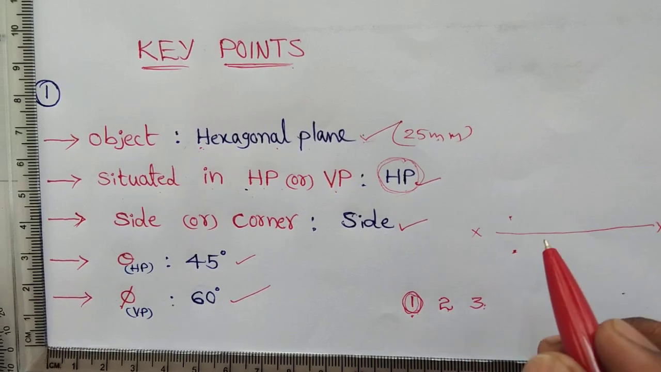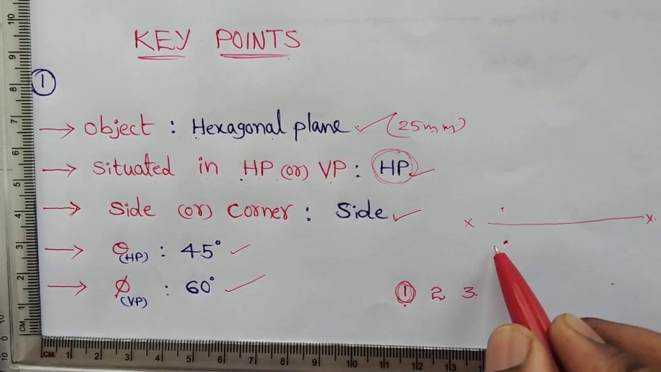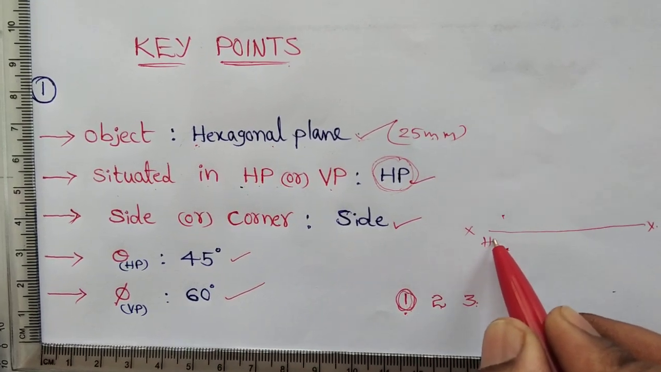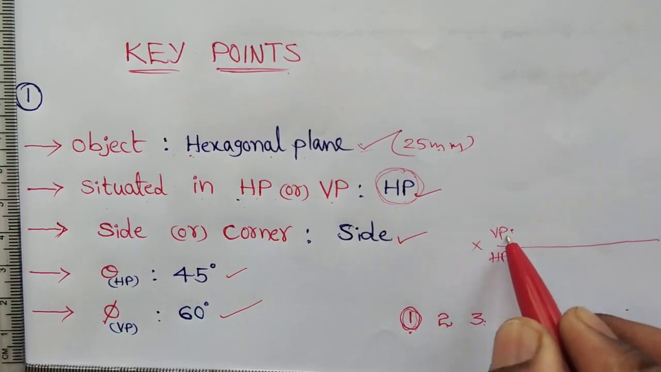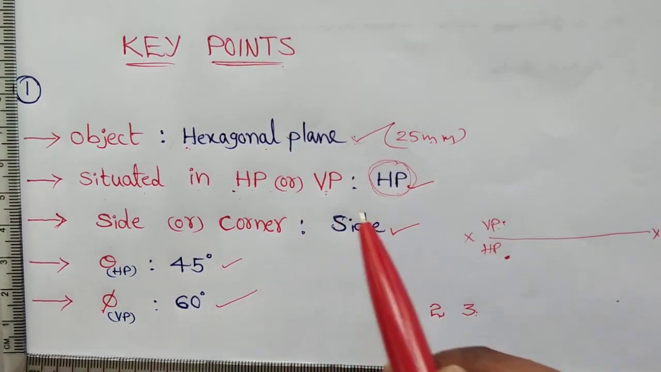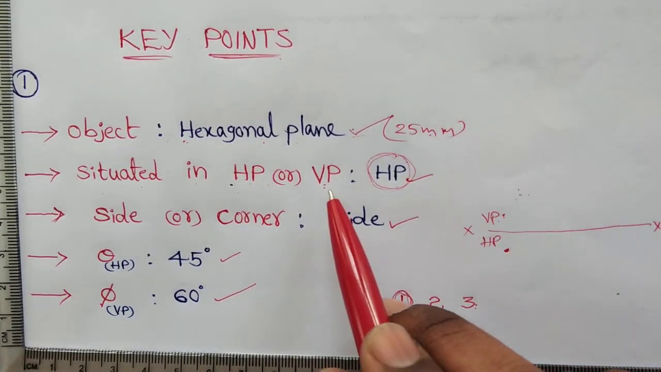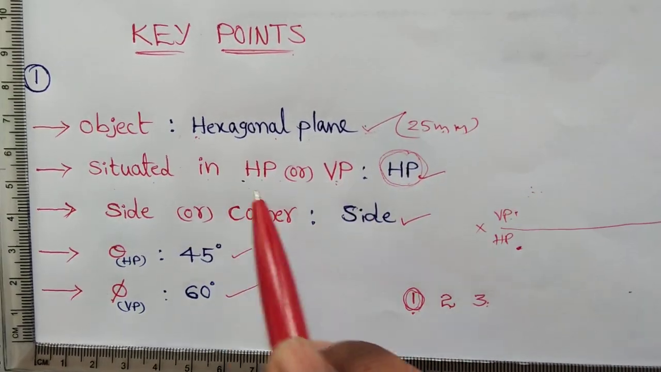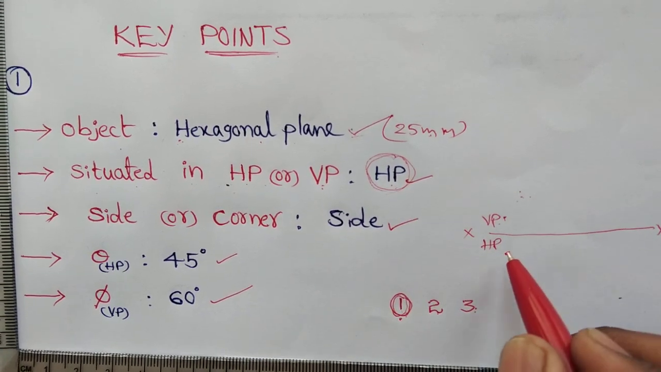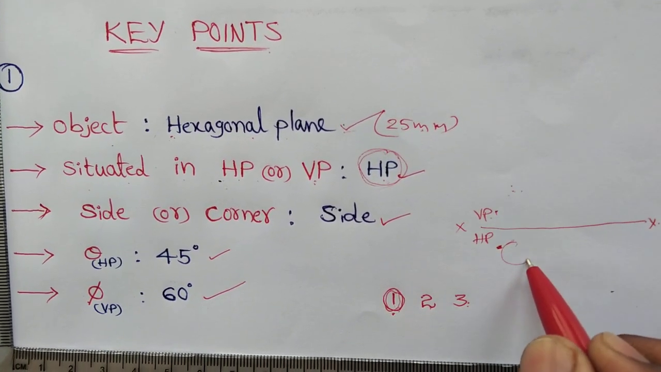So we will get the true shape in the horizontal plane only. Initially we should complete the true shape in the horizontal plane. This is the horizontal plane, this one is the vertical plane. If the object is situated touching the vertical plane, we should construct the true shape in the vertical plane. According to this particular problem, the object is situated in the horizontal plane, so we can construct the hexagon true shape in the horizontal plane.